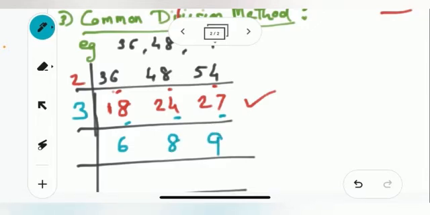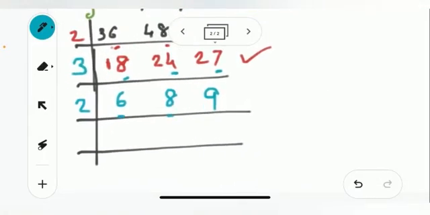Okay, so now if you see here, there is no number which is common for all of them. So now how will we do? Now I know 2 will go for this 6 and 8, so I will write 2. So this gives 3, 4, and I will write this 9 as it is.